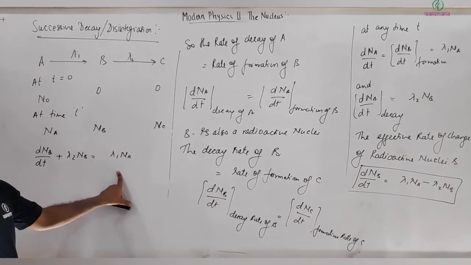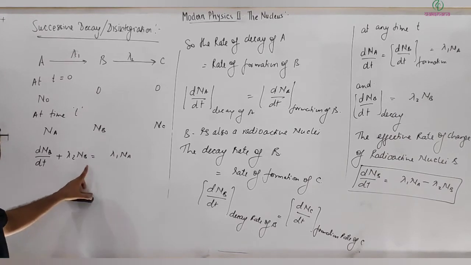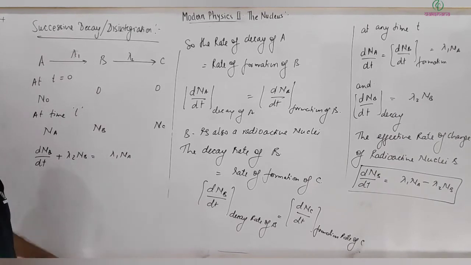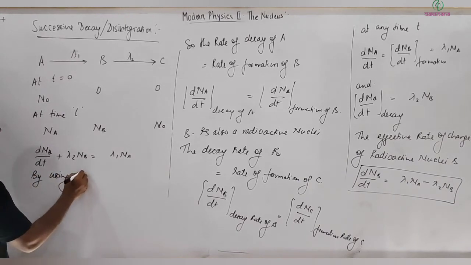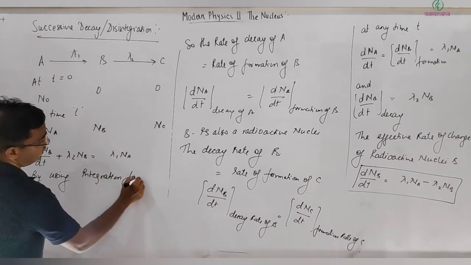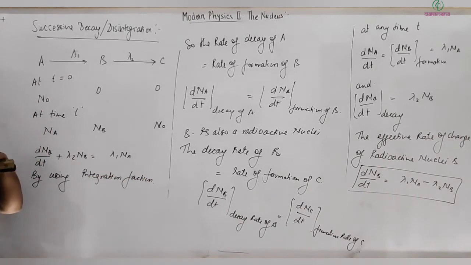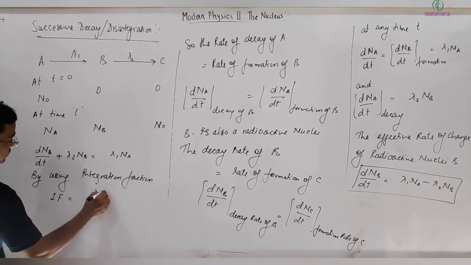To integrate this type of equation, we should have an idea of how to solve it. There are three things here: nB, nB and nA, but this can be rearranged into some form by using an integrating factor. Now you need to decide what your integrating factor should be here. So here the integrating factor will be e raised to power lambda 2 into t.